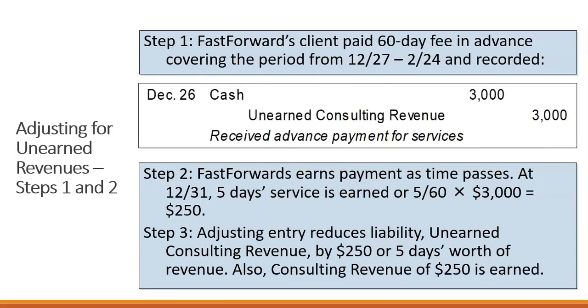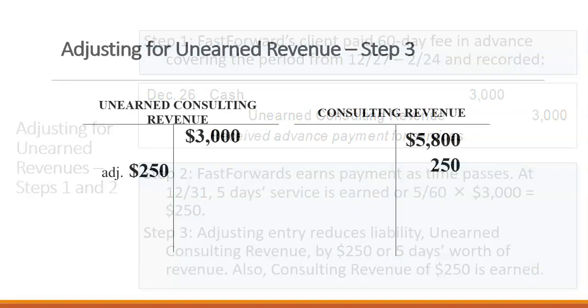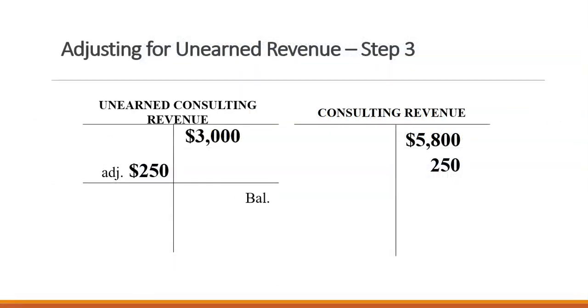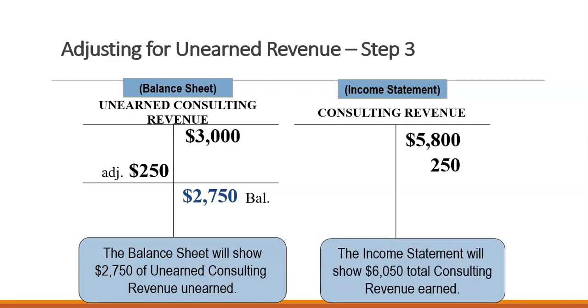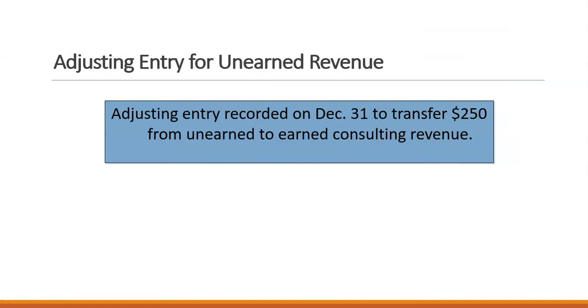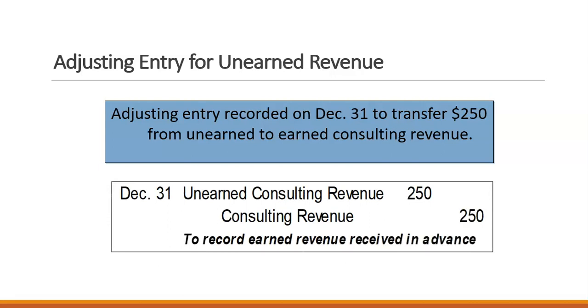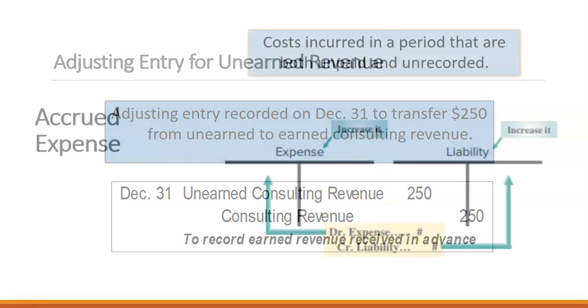So this is our journal entry first, that on December 26th, we received cash of $3,000 for unearned consulting revenue. And then on December 31st, we adjust that, saying that we have earned $250 of that revenue. Okay, so the adjusting entry for that, as I said, is a debit to unearned consulting revenue and a credit to consulting revenue.